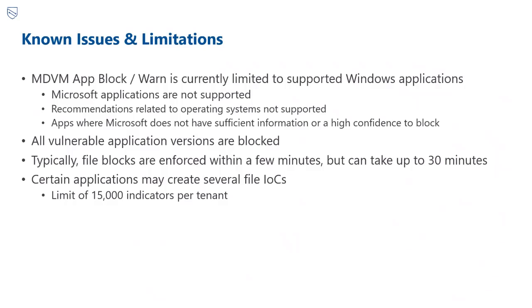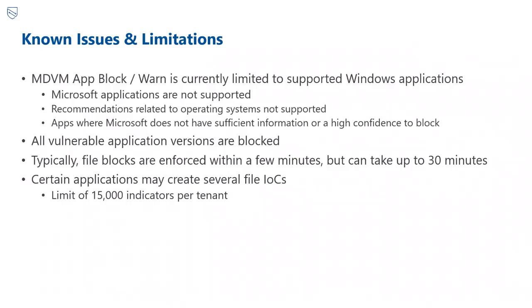So when you create that block, you currently don't have the option to select particular versions. Any vulnerable version that's running in your organization will be blocked when you create the app block policy. Typically, file blocks are enforced within a few minutes, but as with all of our file indicators, this can take up to 30 minutes. So if you're testing it out for the first time, maybe wait up to 30 minutes for the first policy to come into place.